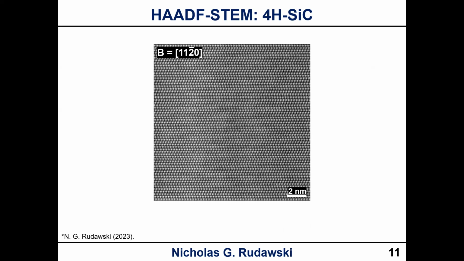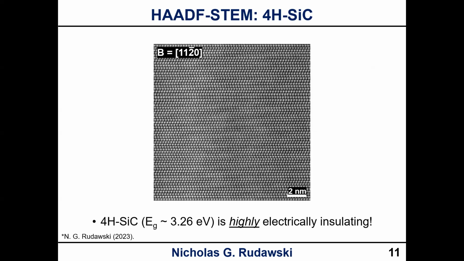So here is HAADF-STEM of 4H silicon carbide along 112 bar 0. This was not taken with Cs correction, so this was taken on the Talos. This was an uncorrected image, and still a very nice one as far as coming from an uncorrected microscope, because we're resolving those silicon columns very readily here. And silicon carbide, again, is a very insulating material with a very high band gap of around 3.26 electron volts. So even here, no problems.